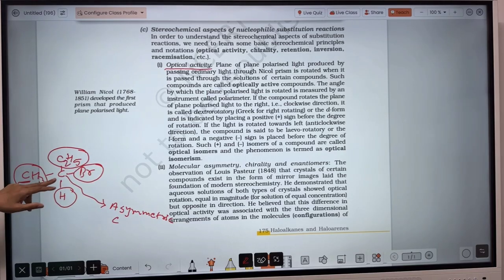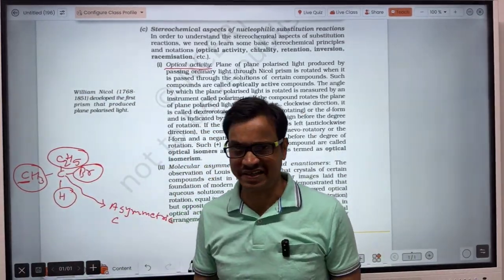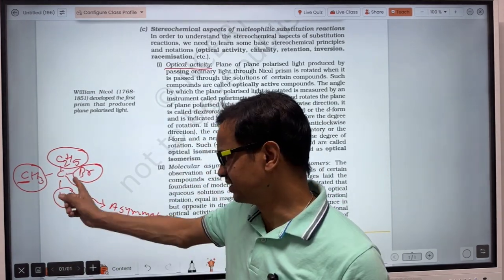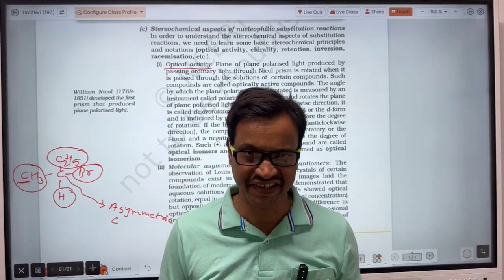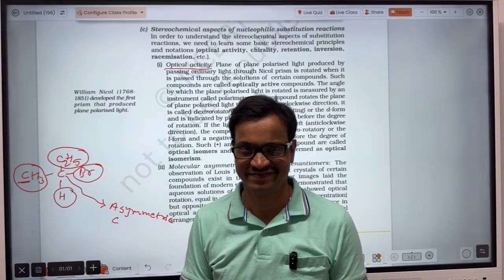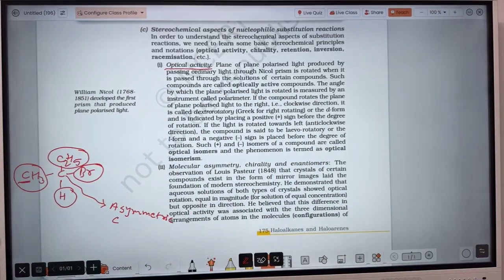This carbon is called asymmetric carbon because all the 4 atoms or groups bonded to that carbon are different. That means all the atoms or groups bonded to this carbon are different. That's why this carbon is asymmetric carbon. Okay. One more concept here is, this compound will be optically active.